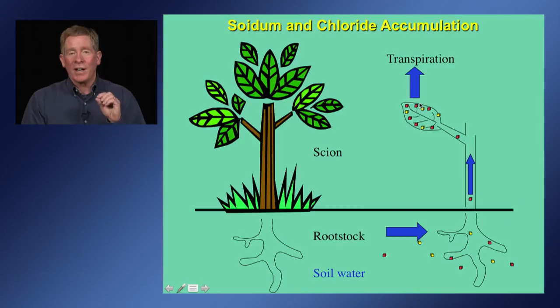One of the things that's very characteristic of salt injury in orchards is that the injury first shows up on the oldest leaves, and in particular on the margins and the tips of the oldest leaves. Why? Because those particular leaves have had the most amount of water that's transpired through them versus the younger tissues.